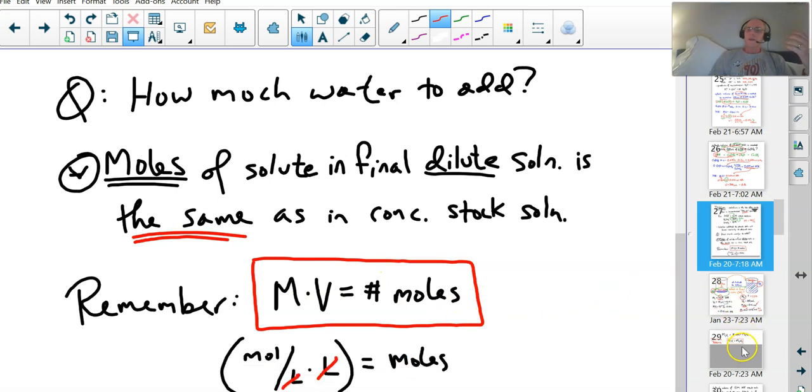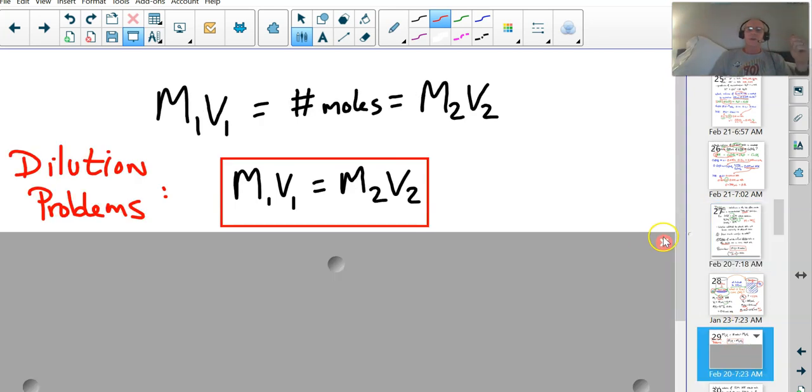So we're going to put that to use because the initial M times V, number of moles, is equal to the final M times V, or number of moles. So that's a red box formula right there, M1V1, and you can think of that as initial conditions. The molarity you'll know because that'll be the stock solution, highly concentrated. What you probably won't know in most of these problems is V1, the amount of stock solution to add to a sample of water to get a final molarity.